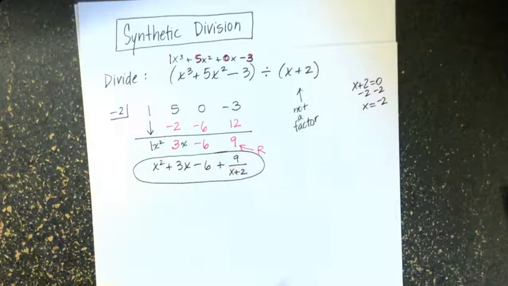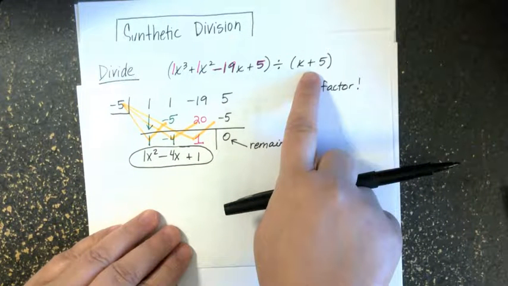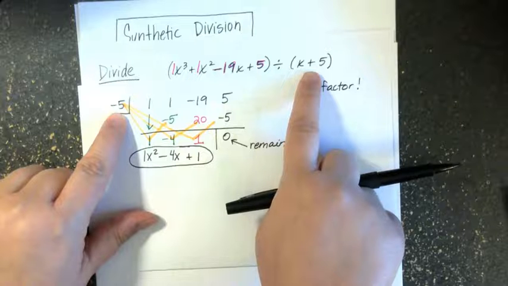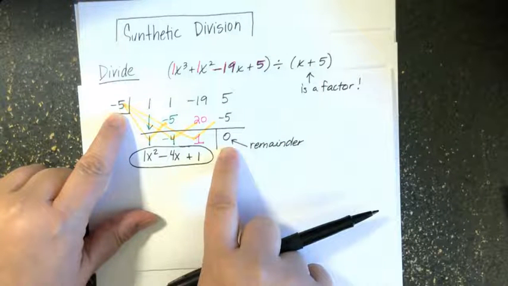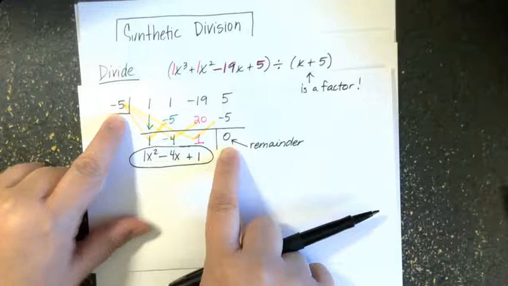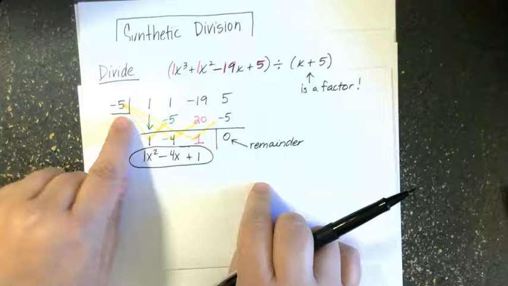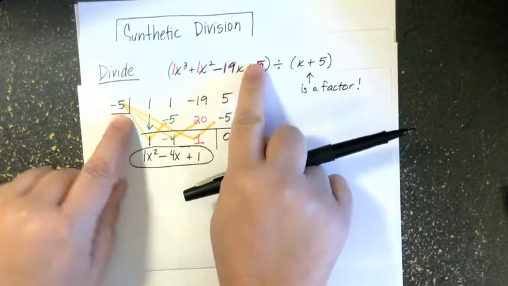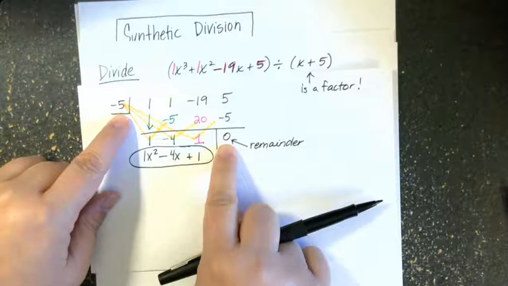Although the last one we did, yes, x plus 5 is a factor and negative 5 is a root of that polynomial because we got a remainder of 0. So this can be used to test a root. If somebody asked me, is negative 5 a root of this polynomial, I could do exactly what I did here and say, yes, it is, because I got a 0 here.